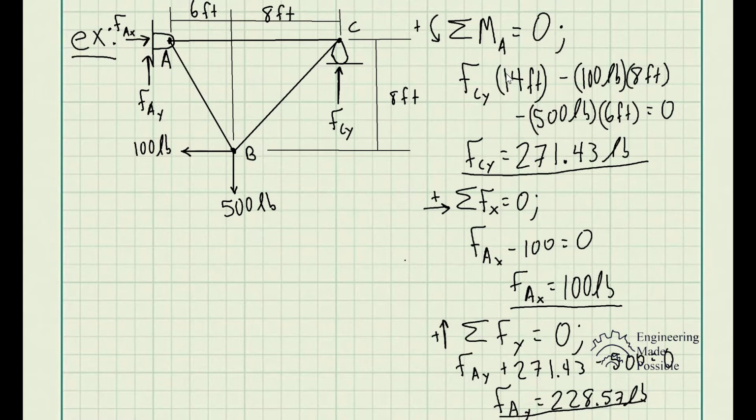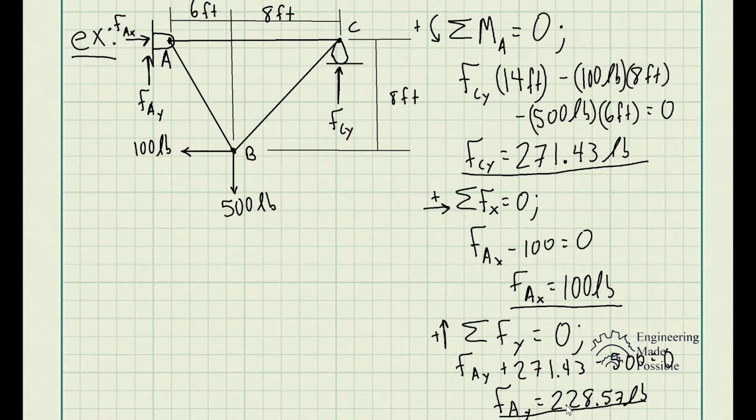So now that we solved the static equilibrium equations, in this case the summation of moments about point A equals 0, summation of forces in x equals 0, summation of forces in y equals 0, we were able to solve for the reaction forces at A and C. We get F_Cy is equal to 71.43, F_Ax equal to 100 pounds, F_Ay is equal to 228.57.